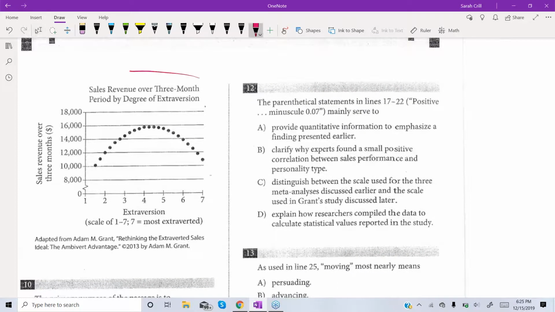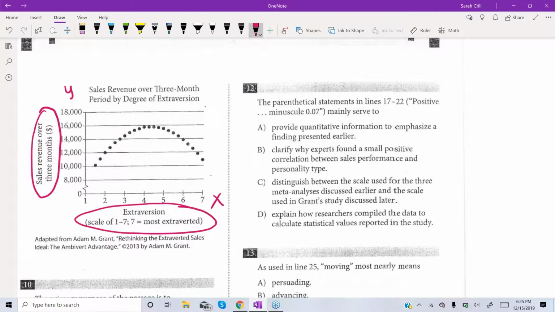So the graph is titled Sales Revenue over 3-month period by degree of extroversion. We want to notice what we have on the y-axis and the x-axis. So on the y-axis, we have sales revenue over 3 months. And on the x-axis, we have the degree of extroversion, where 7 is the most extroverted. So you notice that sales increase when you reach the center of the scale here, and they decrease when you go towards the end as well. Towards either end, they decrease.